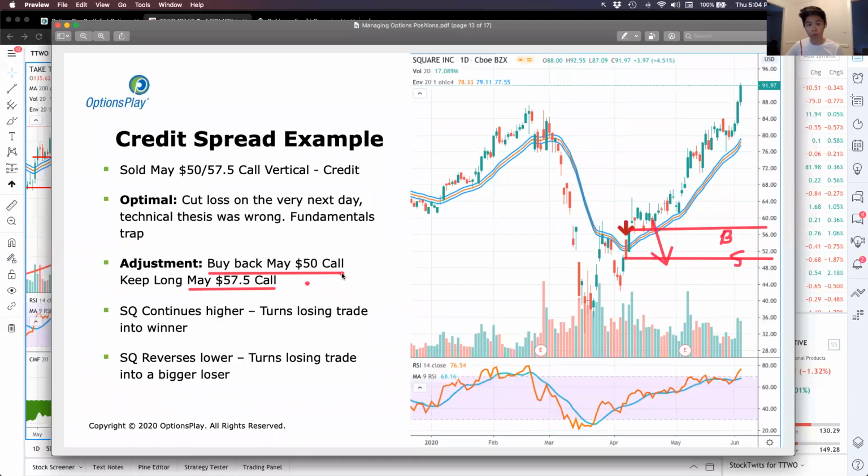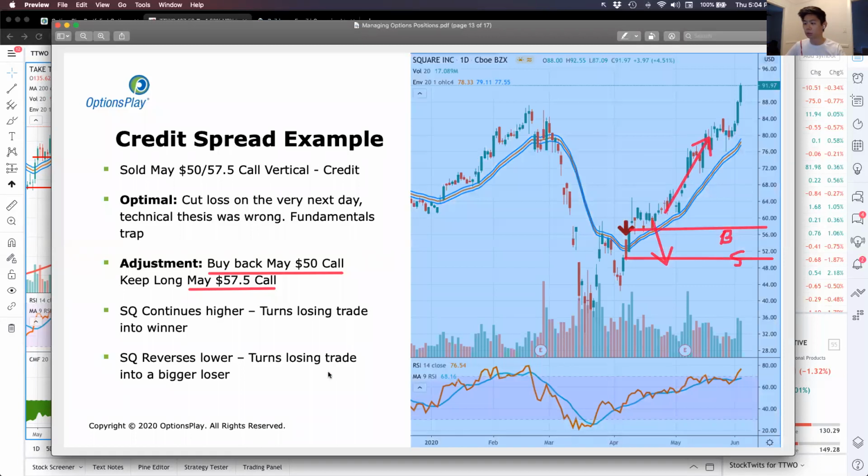So this is one of the trades where you are adding more risk, but at that point, you are finding yourself in a position where the additional risk that you're taking isn't substantial. And what it does is that if the trade does start to reverse higher and the stock continues to move higher, you can turn this losing trade into a winner by doing this.